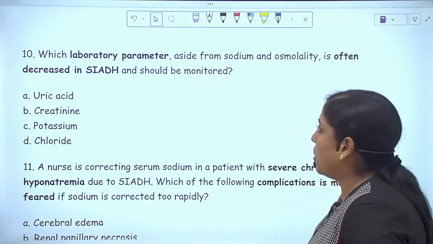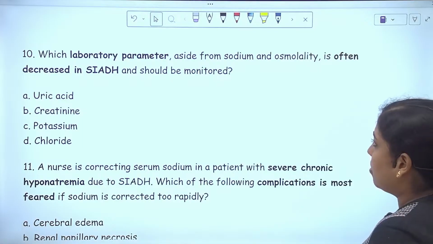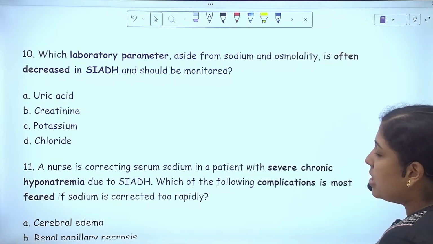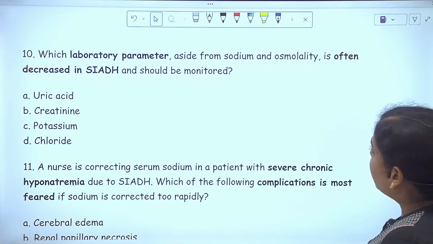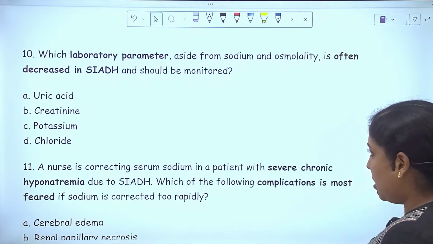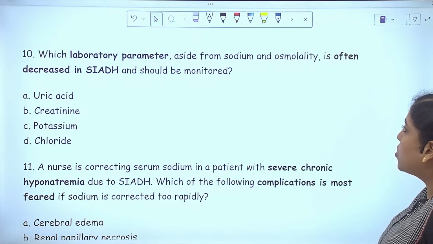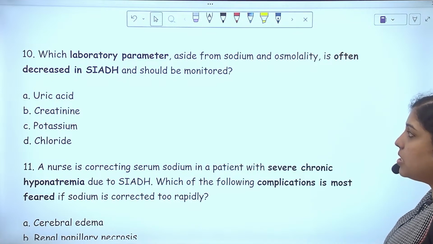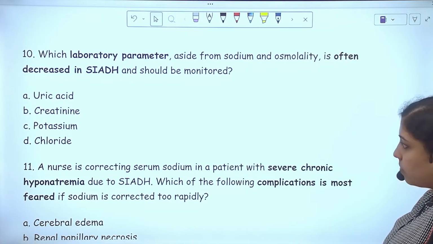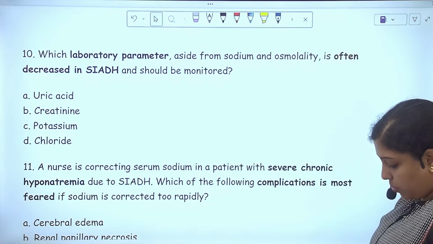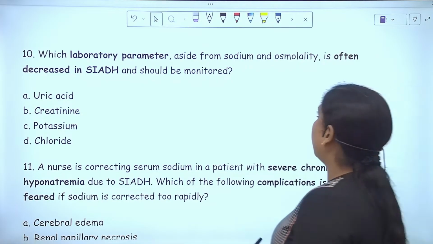So coming back to the next question. What laboratory parameter, aside from sodium and osmolality, is often decreased in SIADH and should be monitored? Now answer me correctly. What laboratory parameter, aside from sodium and osmolality, is often decreased in SIADH and should definitely be monitored? As I said, I'm just waiting for your answer. Yes, very good, Saranya. Saranya has picked the point.